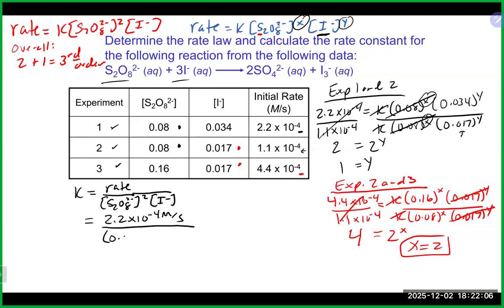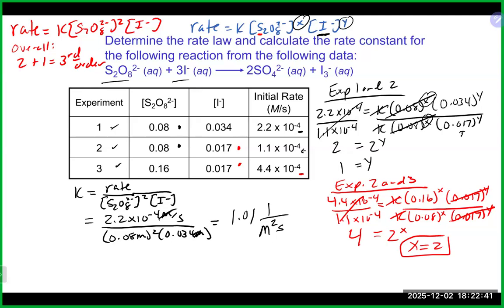divided by my 0.08 molar squared and my 0.034 molar. One of the molars on top and bottom will cancel, and we'll end up with 2.2 to the minus 4 divided by 0.08 squared divided by 0.034. Going to get me a 1.01. And as I mentioned before, molarity on top and bottom cancel. Still a molarity squared on the bottom and also a second. So 1 over molar squared second.